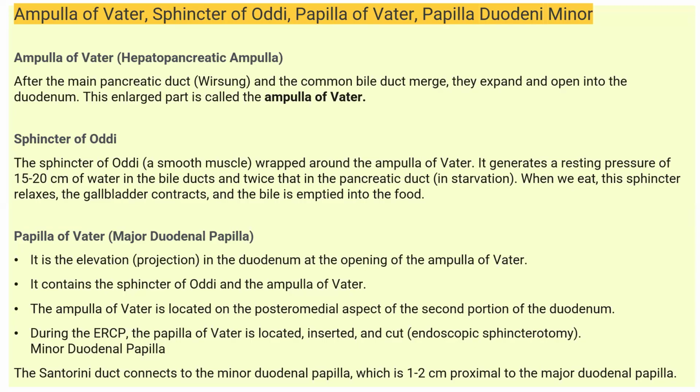The papilla of Vater is called the major duodenal papilla. It is a projection in the duodenum at the opening of the ampulla of Vater, and it contains the sphincter of Oddi and the ampulla of Vater. The ampulla of Vater is located on the posterior medial aspect.